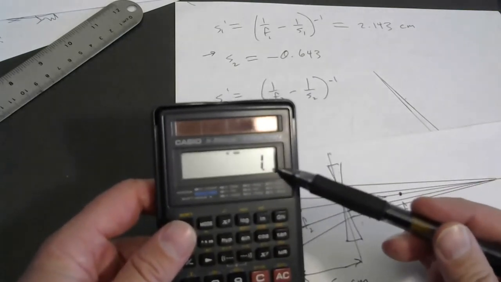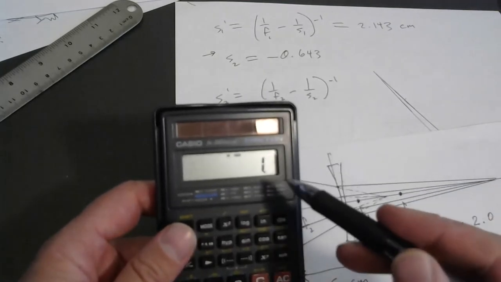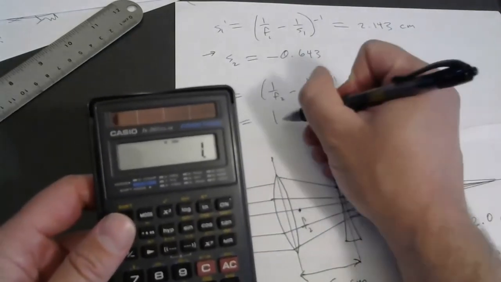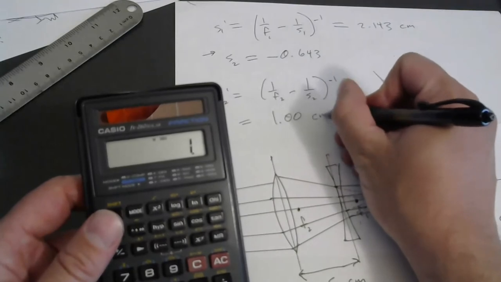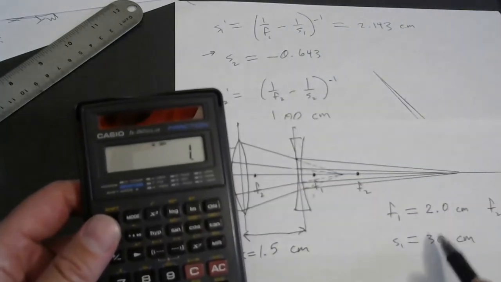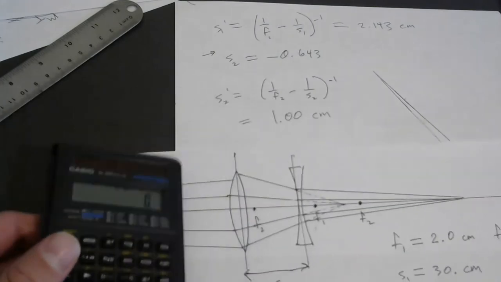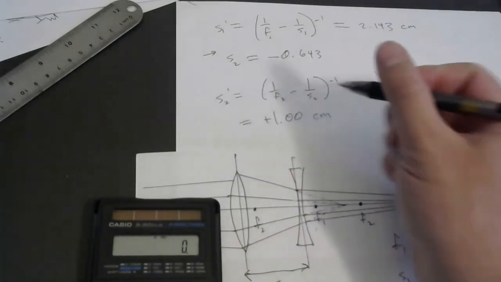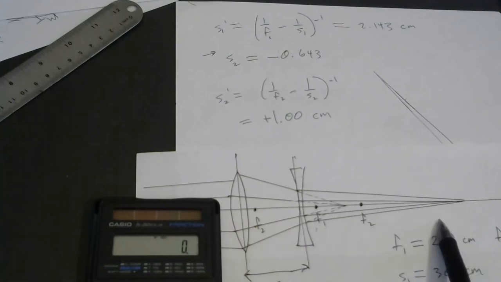Now I found that suspicious the first time, so I checked it a different way and I get the same numbers. Well, I still have to take the reciprocal of that. 1 over 1, of course, is 1. I think it's just a coincidence that things worked out this way here. I found that a little odd at first, but it probably has something to do with my choice of focal lengths. Okay, so now we know that the image, notice it's positive, that's a real image. The image that comes out of the diverging lens is to the right of the diverging lens, and it's only 1 centimeter to the right.